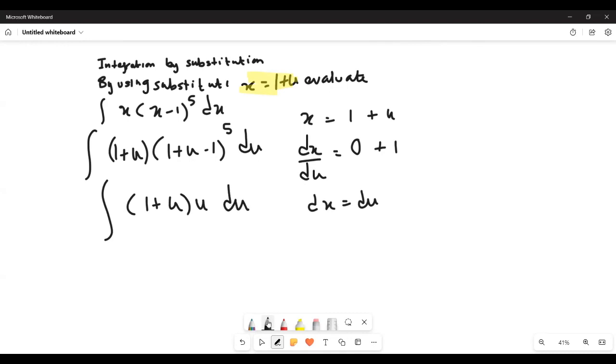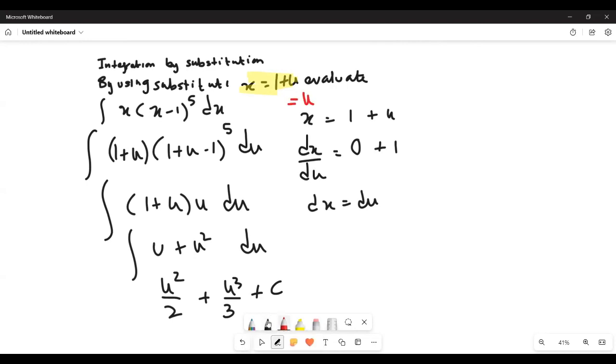This we've already seen in AS. You can expand the bracket, get u plus u square du. So integration of u is going to be u square upon 2. Integration of u square is going to be u cube upon 3 plus c. Now we will have to replace u with x again. So u is equals to x minus 1. So wherever you got u, replace with x minus 1. So we get x minus 1 square upon 2.